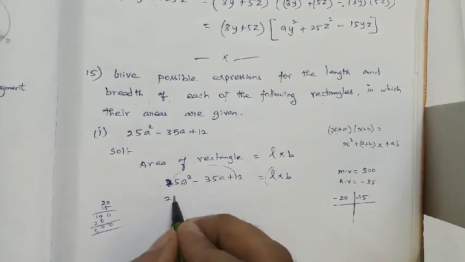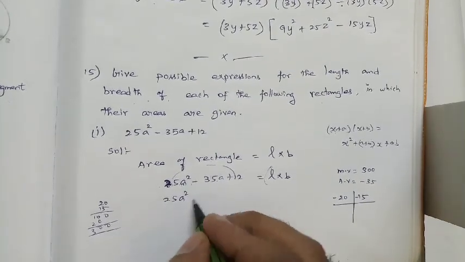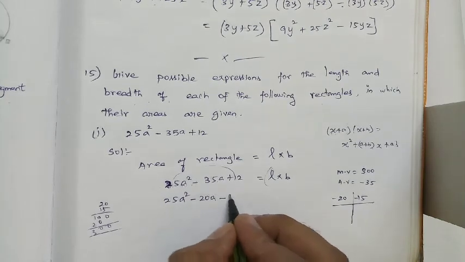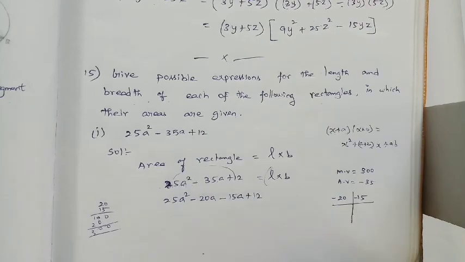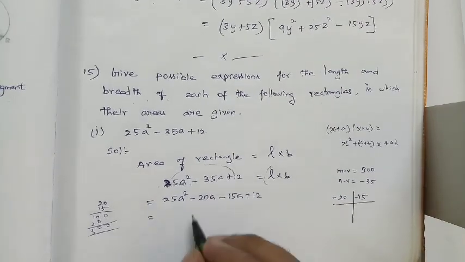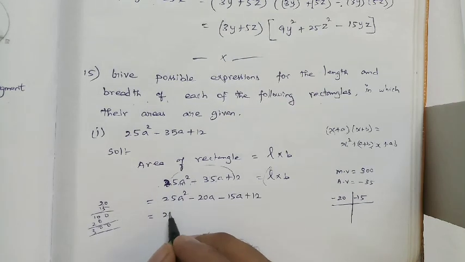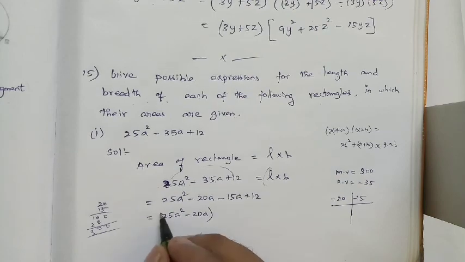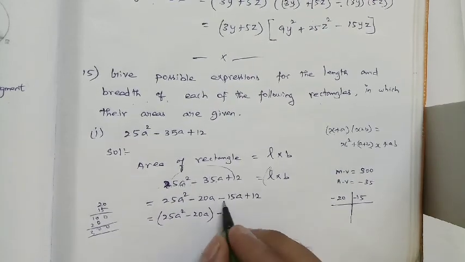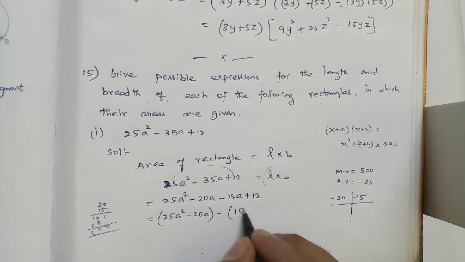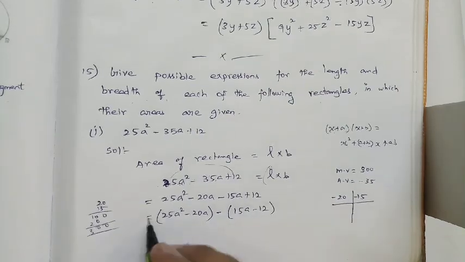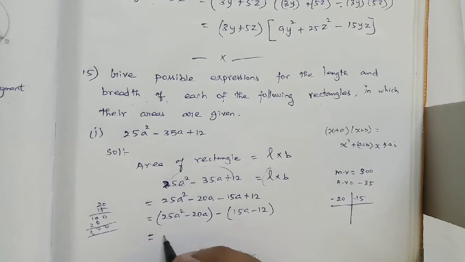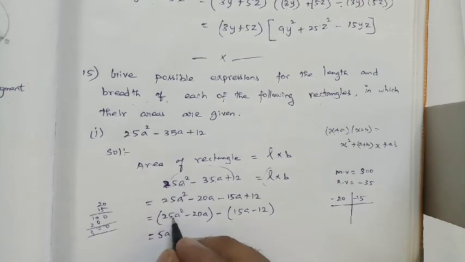25a square, splitting the middle term, is minus 20a minus 15a plus 12. Now I'm just grouping the terms. So it will become 25a square minus 20a, then taking minus outside, 15a minus 12. Now take the common term outside and simplify. What is the common term? 5a. Taking 5a commonly outside, what is the remaining?